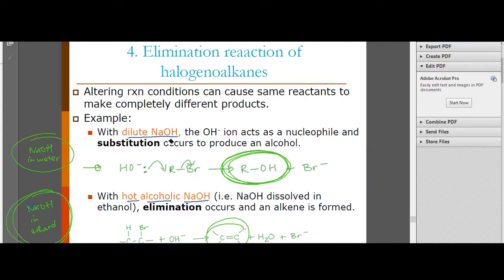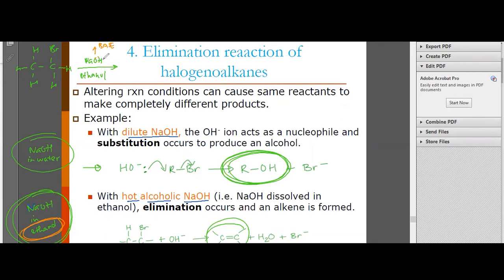How does it react to form alkene? Let's see, if we have C2H5Br, and I use NaOH in ethanol. Please be careful, ethanol is very important in this case. If you use water, it will differ from if you use ethanol. If you use ethanol, then OH minus here will act as a base, not as a nucleophile.